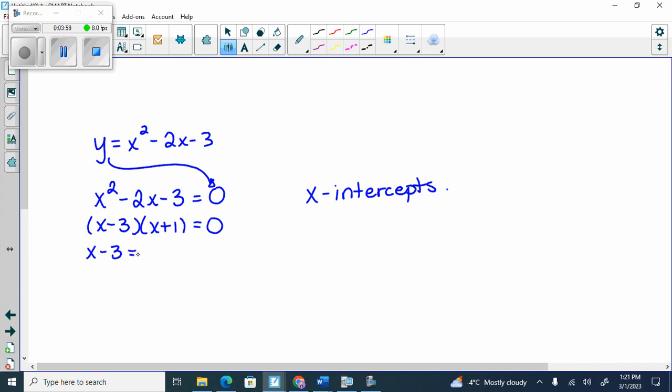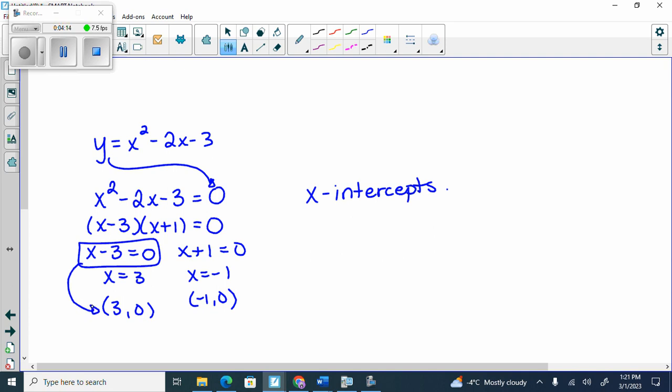You just set them each equal to 0, correct? And voila, you have the two x-intercepts, don't you? So when you set a factor equal to 0, what are you looking for? You're looking for an x-intercept, aren't you?